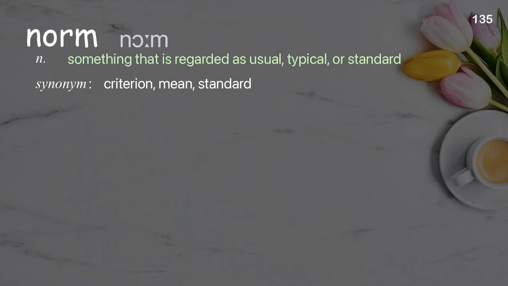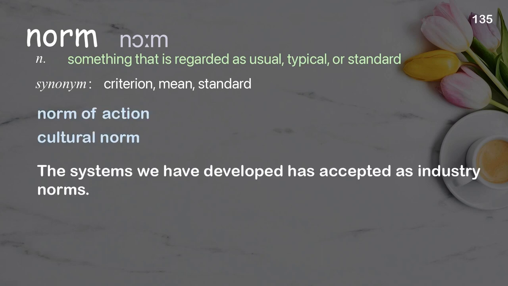Norm: something that is regarded as usual, typical, or standard. Examples: Norm of action, cultural norm. The systems we have developed have been accepted as industry norms.